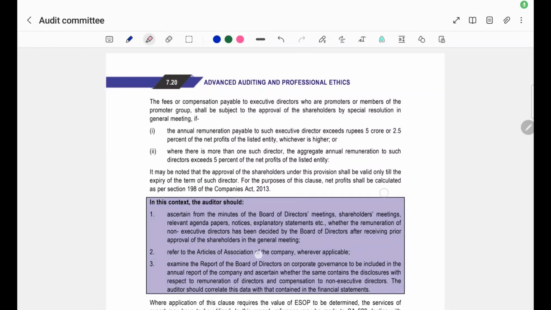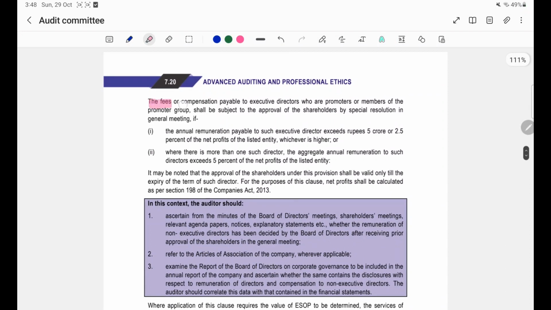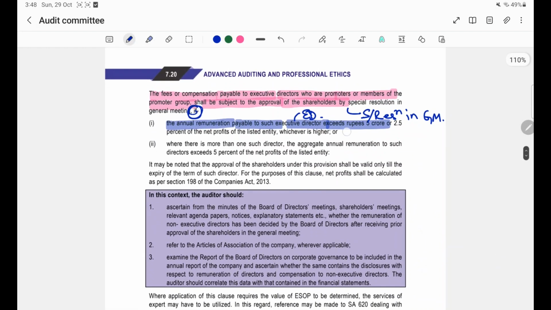You also can learn these limits given. The fees or compensation payable to executive directors who are promoters or members of the promoter group shall be subject to approval of the shareholders by special resolution in general meeting only if annual remuneration payable to such executive director exceeds rupees 5 crore or 2.5% of net profits.